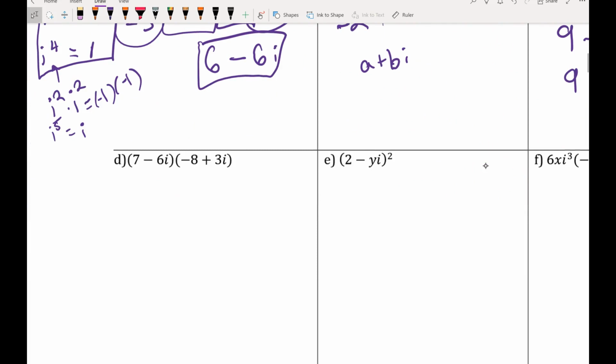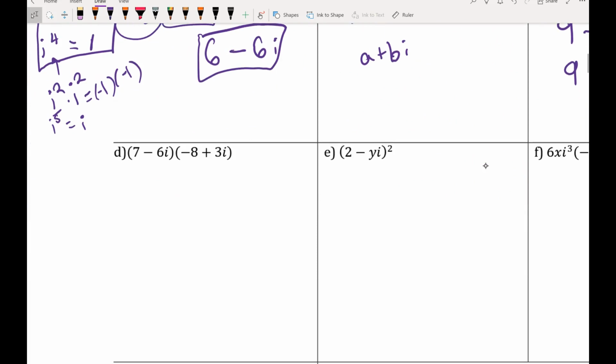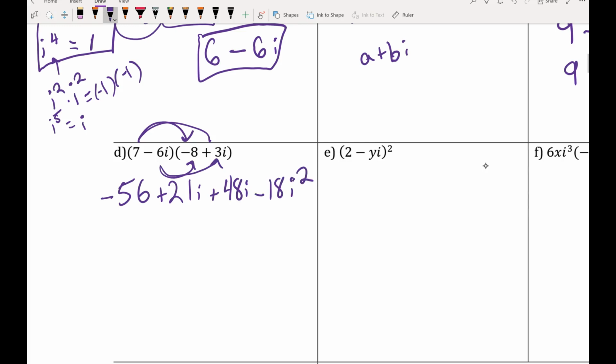D. Same process. I've got two binomials. I'm going to distribute. So 7 times negative 8, negative 56, plus 21i, plus 48i, minus 18i squared. Again, I'm going to combine like terms in the middle there. And remember, i squared is negative 1, so a negative times a negative is going to get me positive 18 for a final answer of negative 38 plus 69i.